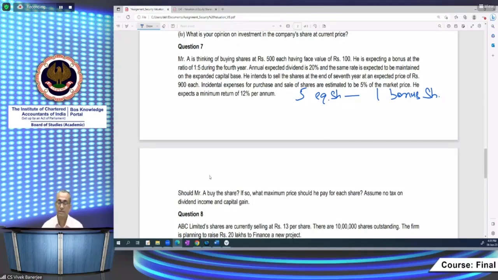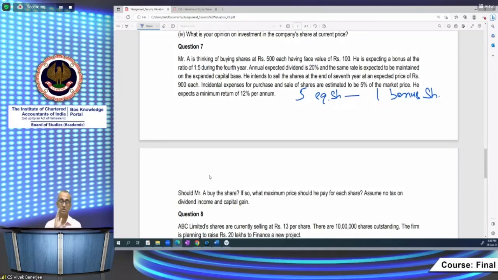Incidental expenses for purchase and sale of shares is 5%. परचेज और सेल दोनों पे इंसिडेंटल एक्सपेंसेस है, जो कि 5% है मार्केट प्राइस का. And minimum rate of return is 12%, that is, discount rate is 12%. So can you calculate this question on the basis of a constant dividend growth rate model? The answer is no, because he is holding it for 7 years. So for every year, present value has to be calculated separately.